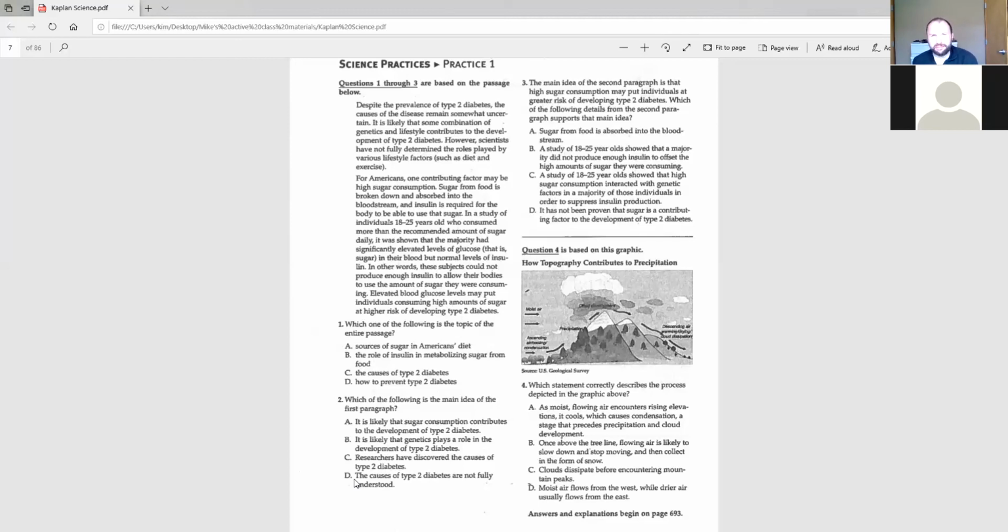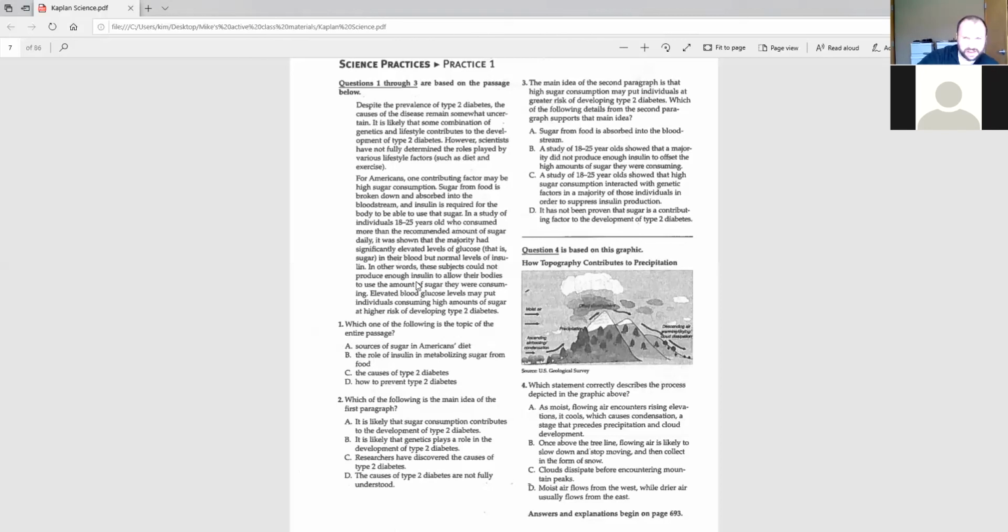For me, I'm picking between B and C. And if I look in that middle section of the paragraph, I don't see anything in there about C, right? High sugar consumption interacts with genetic factors, and so on. So for me, the best choice here is B. A study of 18 to 25-year-olds showed that a majority did not produce enough insulin to offset the amounts of sugar they were consuming, which is this middle section. That best supports the main idea, in my opinion. So I'm going with B.